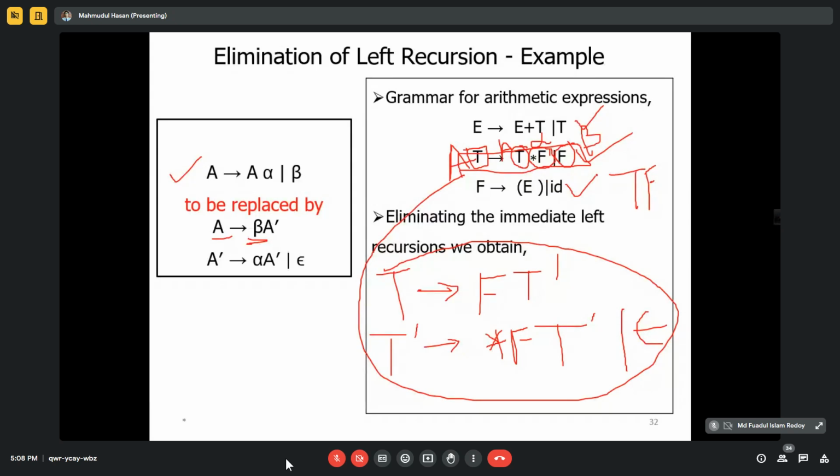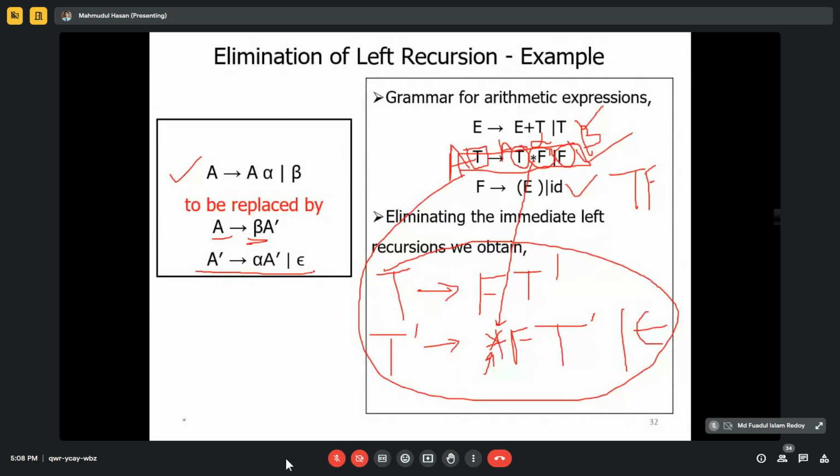Sir, in the last line, the first T bar, is it an asterisk? Which one? The last line, sir. Yes, this one. Can you please explain the last line, sir? I understood up to the last line. Last line T bar equal.